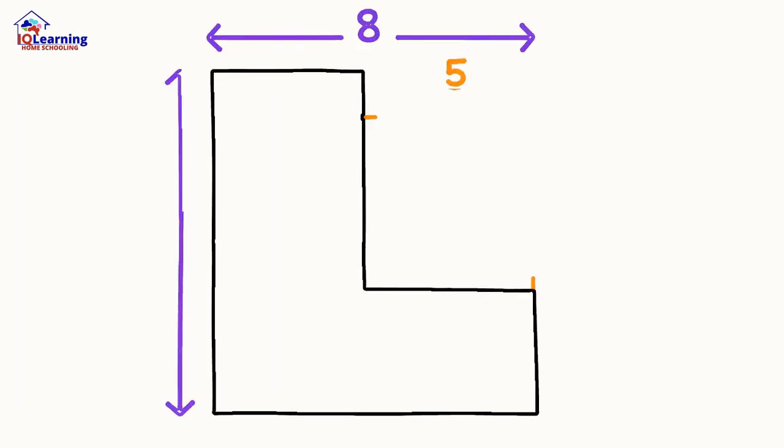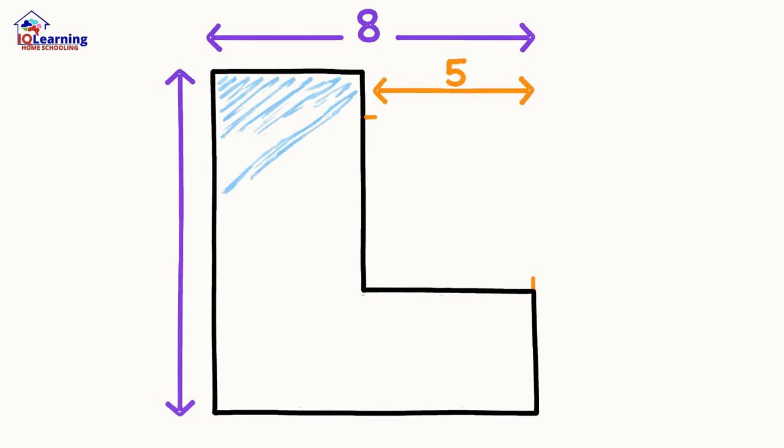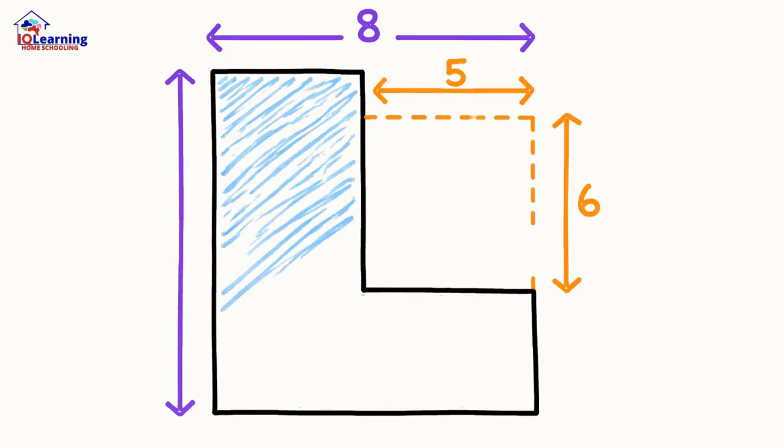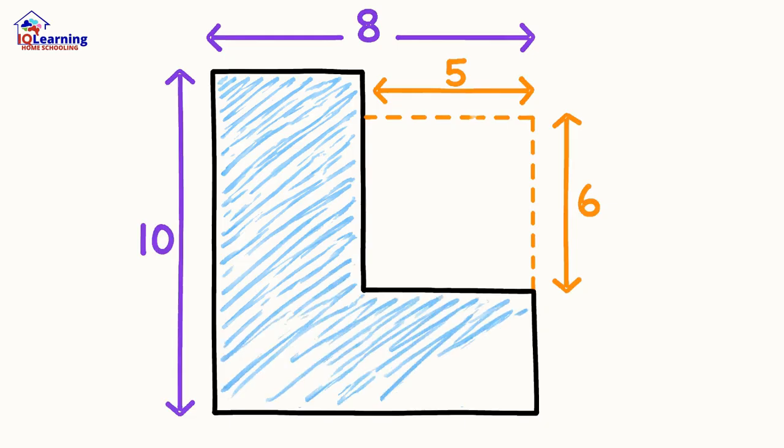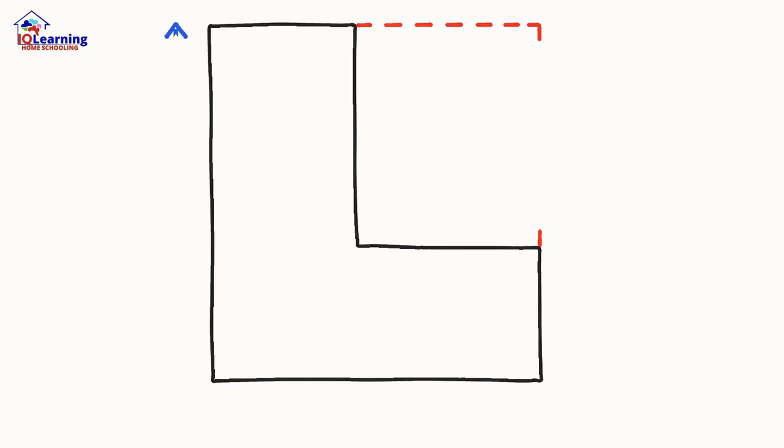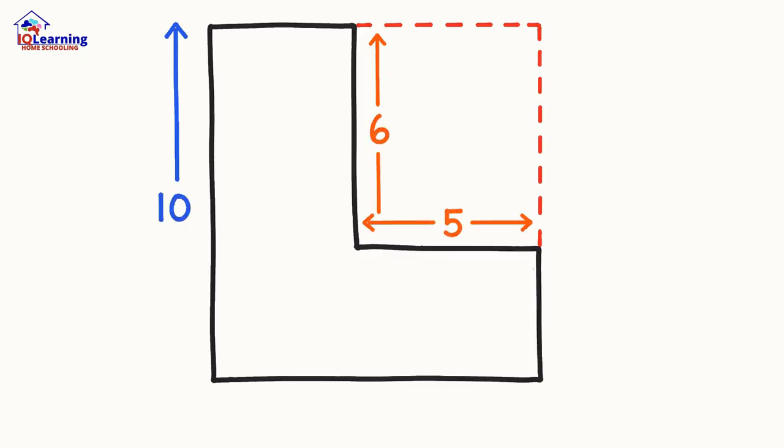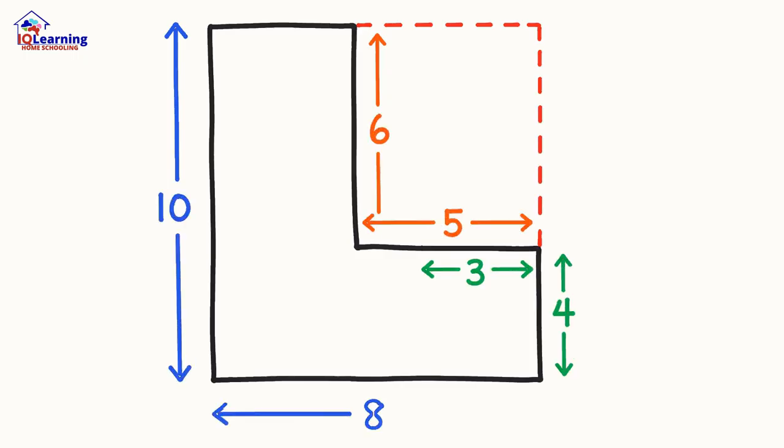Let's try a quick example. An L shape is 10 centimeters tall and 8 centimeters wide. The corner cutout is 6 centimeters by 5 centimeters. First, find the missing sides. The small vertical side is 10 minus 6, which is 4 centimeters. The small horizontal side is 8 minus 5, which is 3 centimeters.